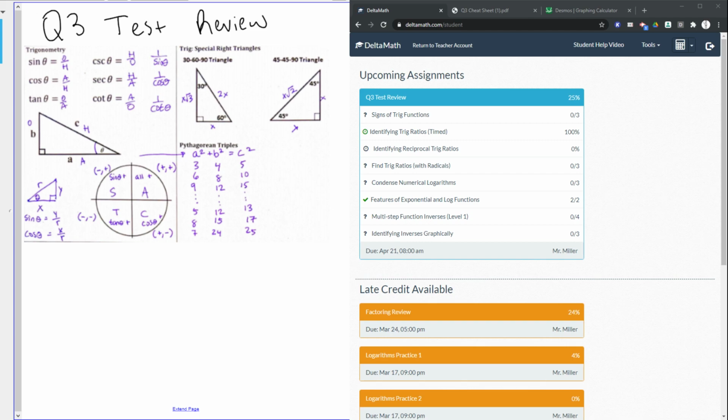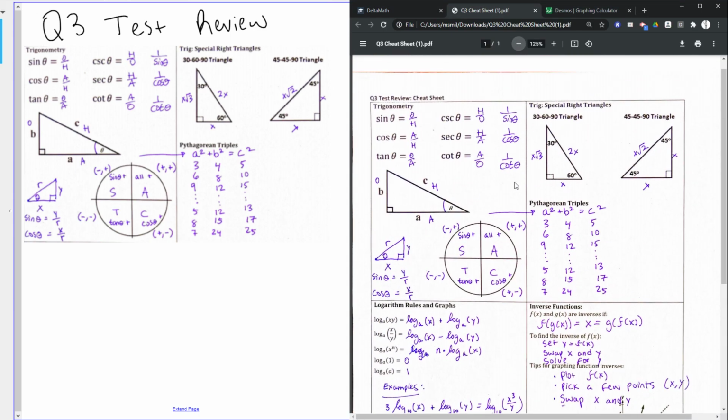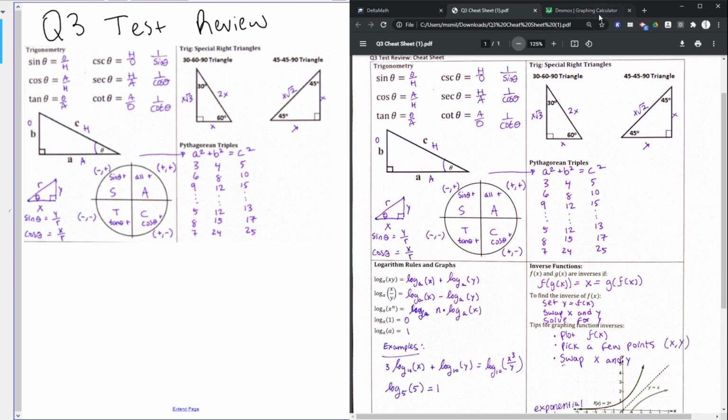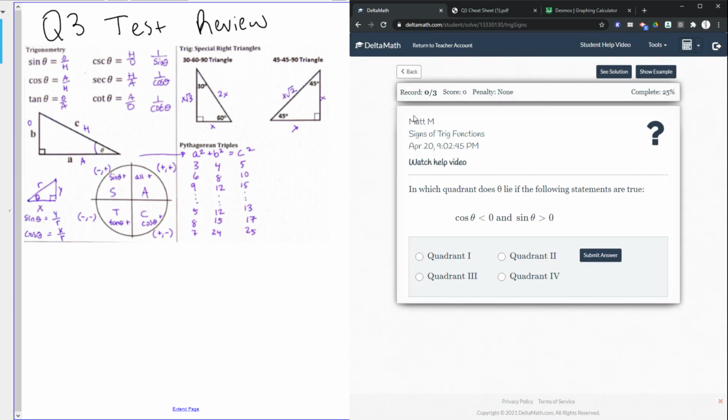Okay, here we go. So we're doing the Q3 test review for Precalc. I have it up in Delta Math here. I have the cheat sheet as well. I filled out a copy myself and Desmos just in case. And we got some little scratch area to work on the left here. Okay, so the first few we're doing some trig stuff.